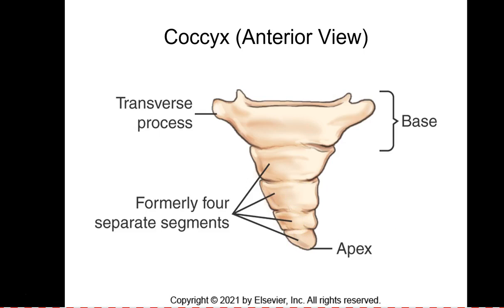The most superior segment is the largest and the broadest of the 4 sections, and even has 2 lateral projections that are small transverse processes. The distal tip of the coccyx is called the apex. Remember, that's similar to the sacrum. And the broader superior portion is called the base. And again, that reminds me a lot of the patella.